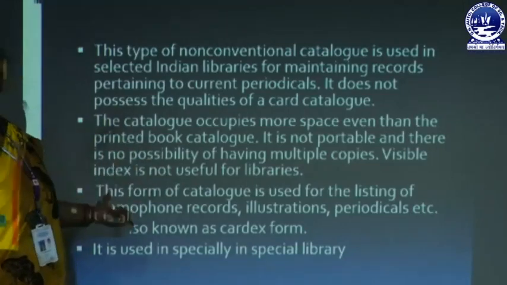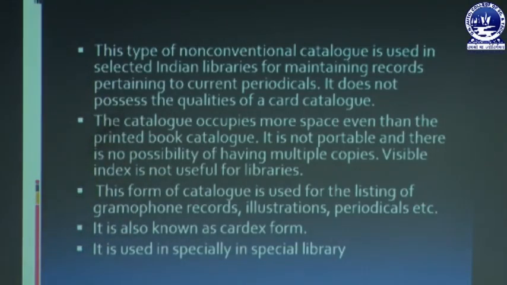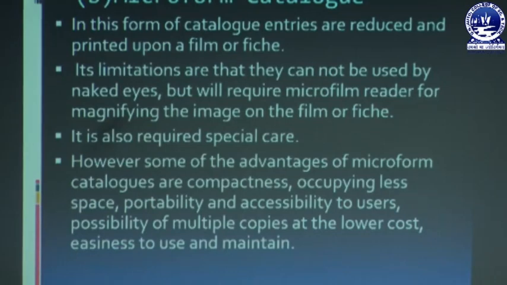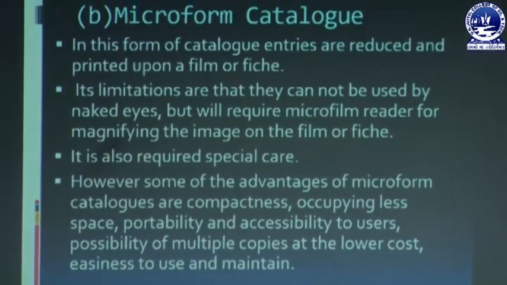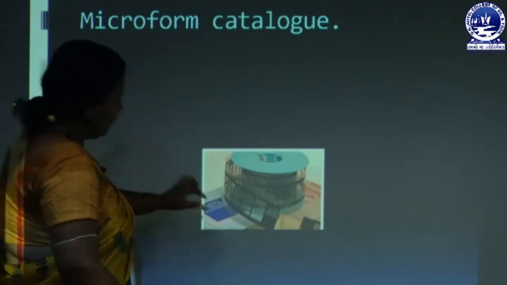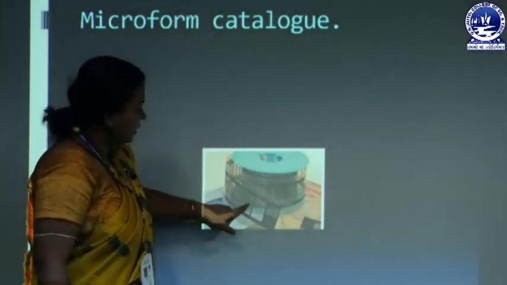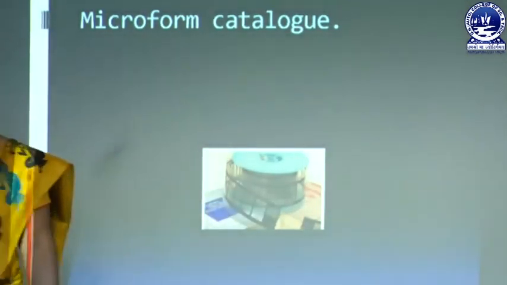This Codex is much more useful from that type of the libraries. This is the image of the Codex. Next one is your Microform catalog. Actually, Microform catalog is that. Okay, you have all seen that in the theaters. This is actually developed on that content of information. Here the information is put in that way, and it is not visible to the naked eye.